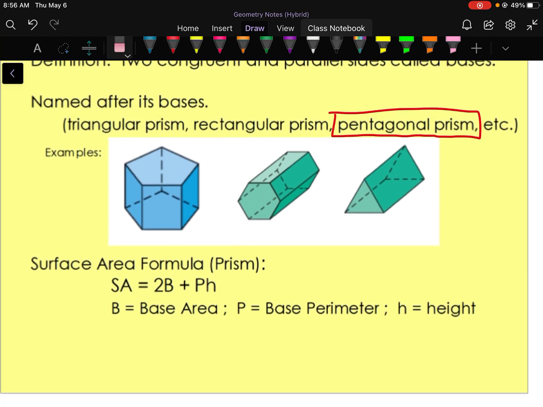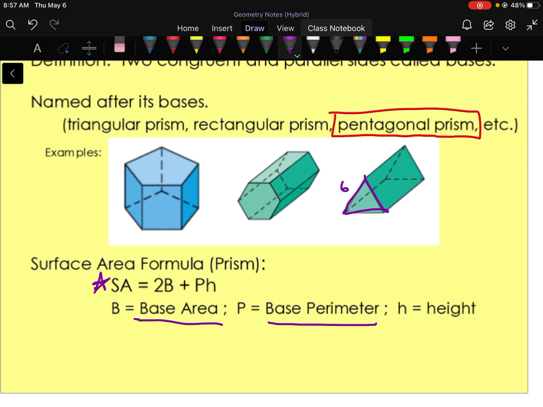Okay, now here's how you find the surface area of a prism. You're going to have to find the area of some two-dimensional shapes. The surface area equals 2B plus Ph. Right here, B is your base area. So if I have a triangle and this is my base, I have to find the area of that triangle and multiply it by 2. And then I'm going to add to that the base perimeter. So we're back to that idea of perimeter.